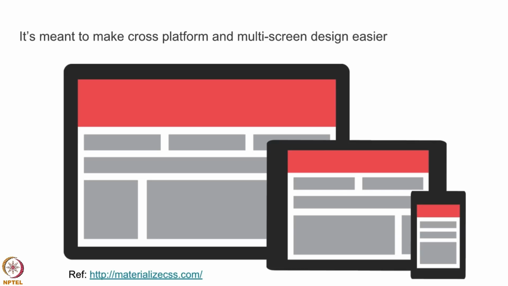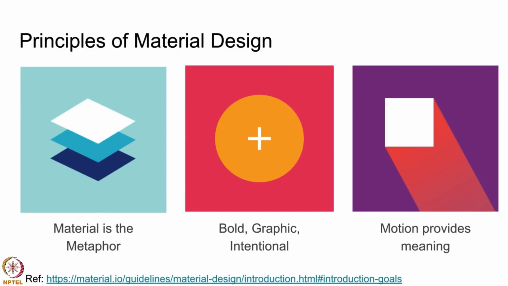Material design is meant to make cross-platform and multi-screen design easier, so that users feel at home with the design of the system no matter which device they use it on. For example, I should be able to locate the features and functionalities of Gmail no matter which device I'm using it from, be it my iPad, my phone, or my laptop.